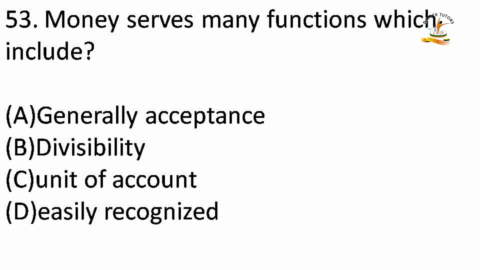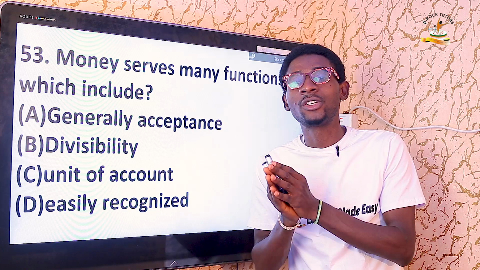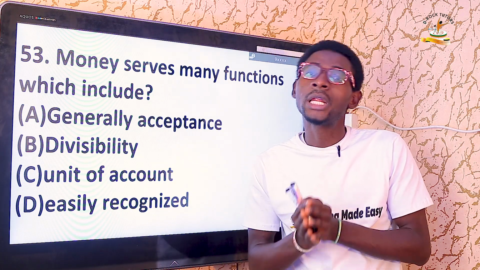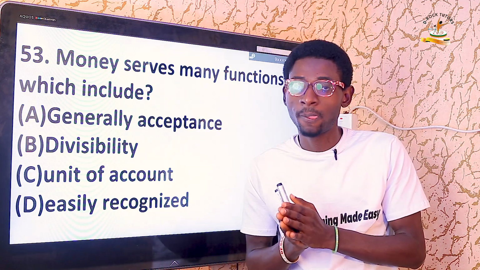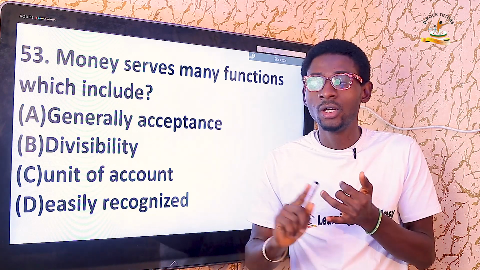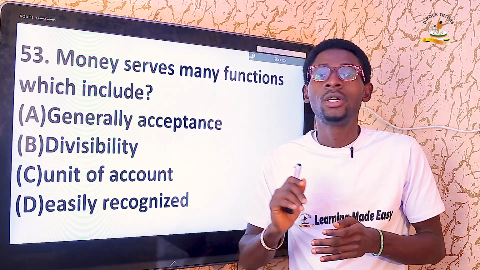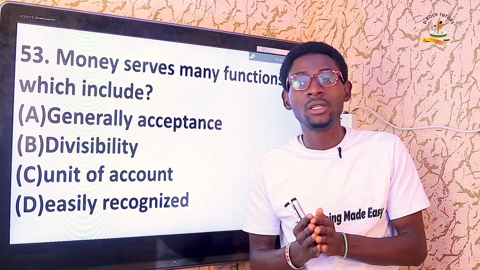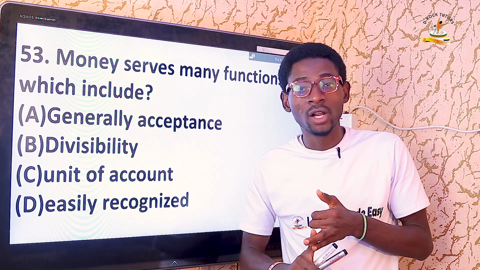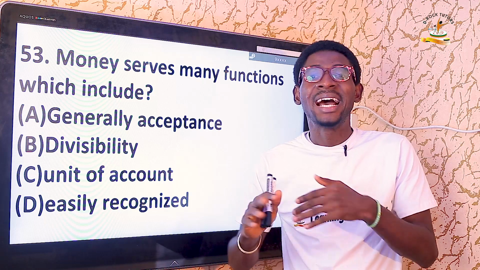53. Money serves many functions, which include, now, we said money is anything that is generally acceptable as a medium of exchange, settlement of debt, and making of deferred payments. Now, we have qualities of money, we have functions of money. They are not the same thing. Qualities of money include relative scarcity, homogeneity, acceptability, recognizability, portability, durability, divisibility, among many other qualities. While functions of money involve medium of exchange, store of value, unit of account, deferred payment, among many other functions.